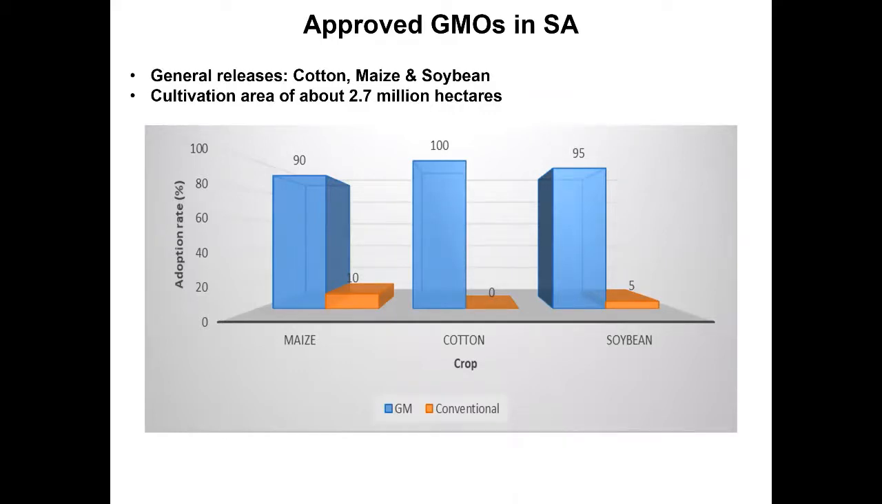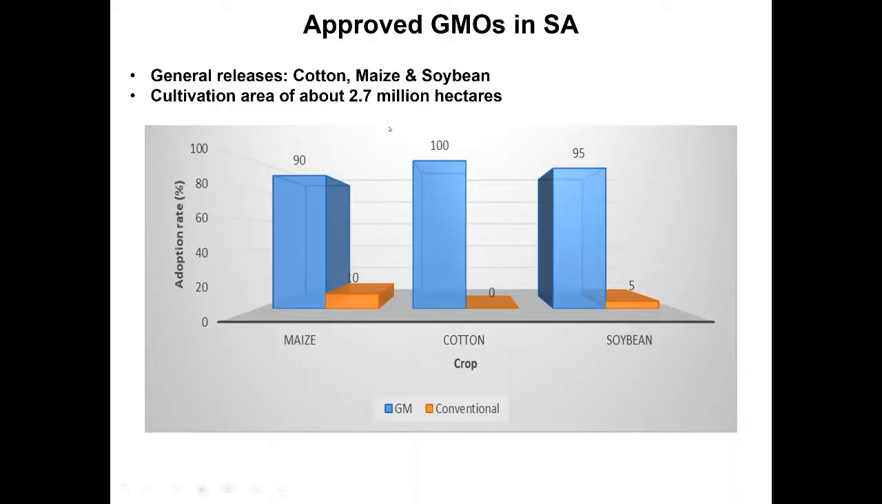So in South Africa, we only have 3 GM crops that have been approved for general release. I'll go to the trials in the next slide. For the general release, we only have cotton, maize, and soybean. And we know by now that each and every year, we've got an area of about 2.7 million hectares where these 3 crops are planted. It fluctuates, so that's why we put it about 2.7. But I remember in the years where we had like severe droughts, at some point we were down to about 2.3 or 2.4 million hectares. And the leading crop is always maize, then soybean, then cotton.